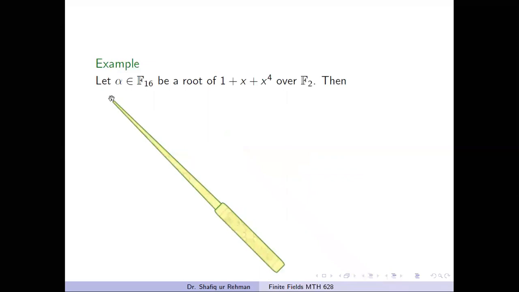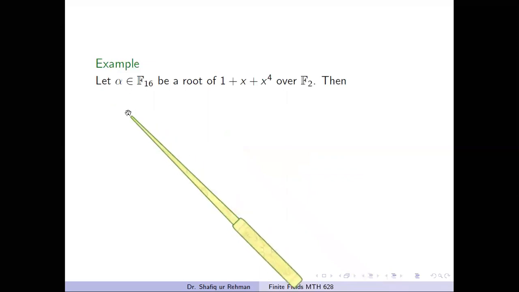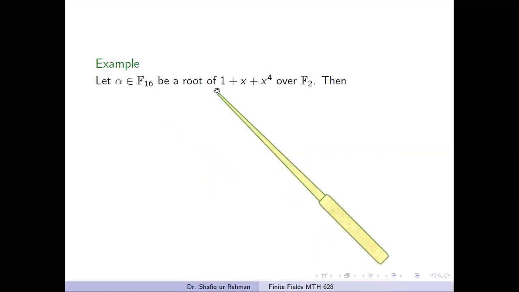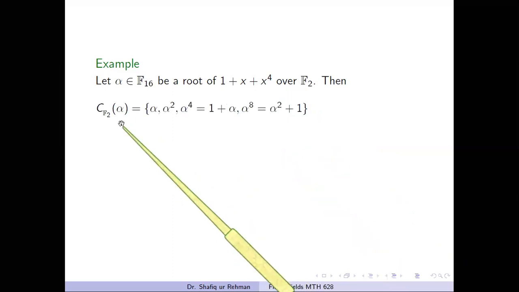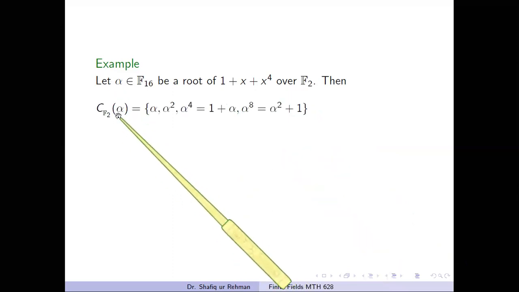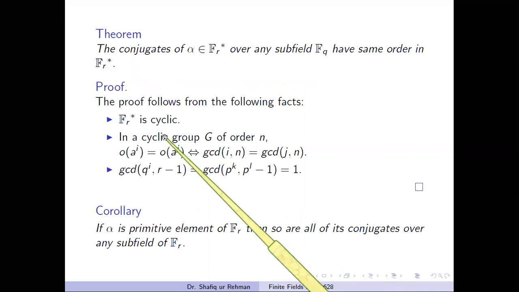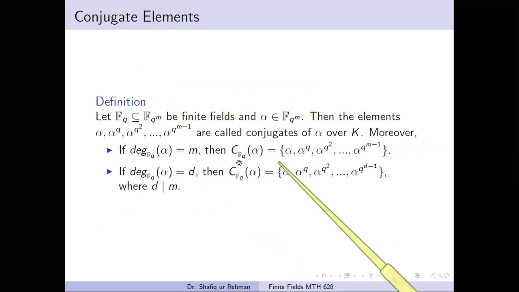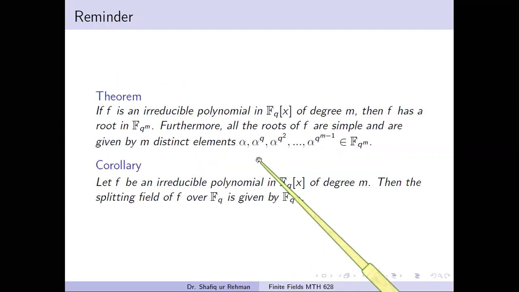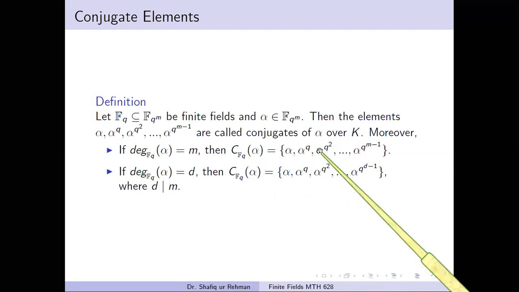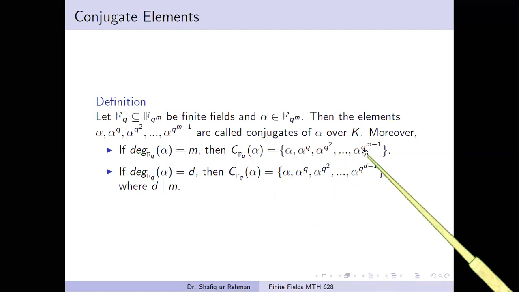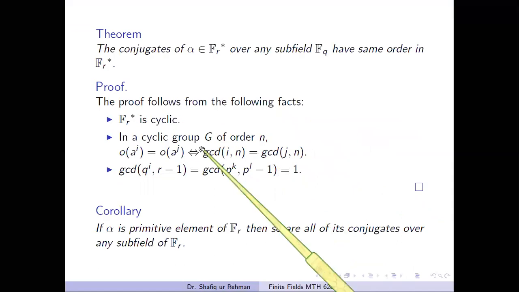Now, see this example. We take an element of F16, and this is an irreducible polynomial over F2. Alpha is a root of this. Then we want to find the set of all conjugates of alpha, and it consists of alpha, alpha square, and alpha 4. Why this? We apply this result, the conjugates of alpha over Fq, or we can apply this theorem. They are the same. In fact, we take powers of alpha to the q, alpha power q, q square and so on, until we start repetition.